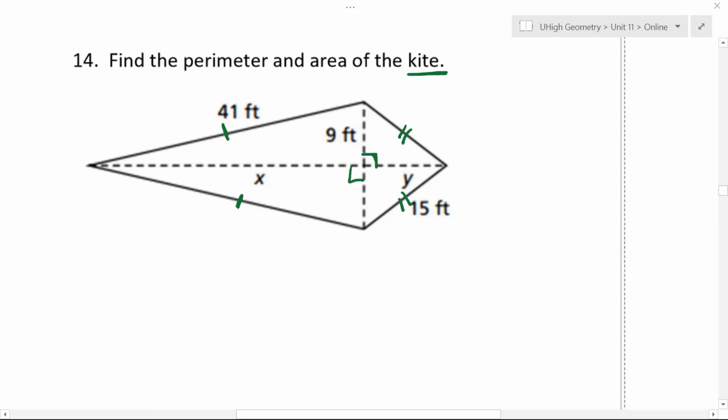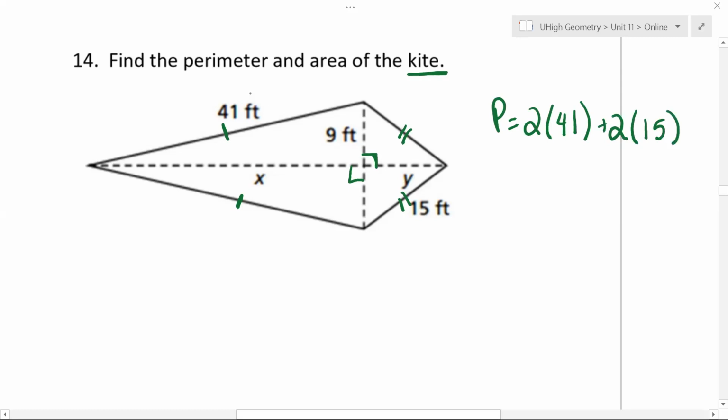Okay, so if I wanted to find the perimeter, since I know that I have congruent sides, my perimeter is going to be 2 times one of my sides plus 2 times my other sides. So I would have my perimeter equals 2 times 41 feet plus 2 times my 15 feet. And when I plug that into my calculator, I get that my perimeter is 112 feet.